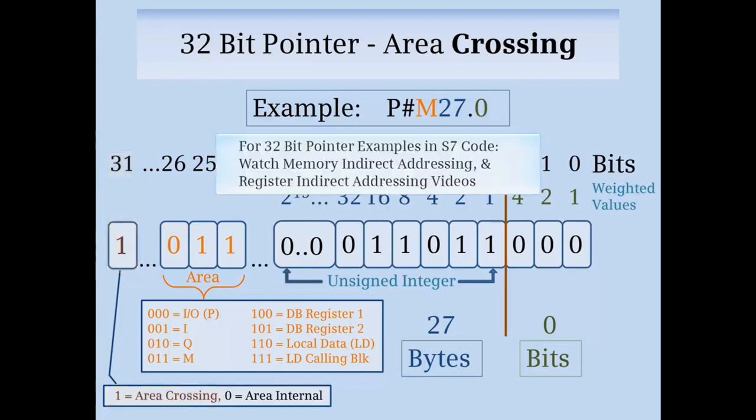You can see examples of area internal and area crossing pointers used in the code by watching the memory indirect addressing and register indirect addressing videos. This concludes the video on 32-bit pointers.